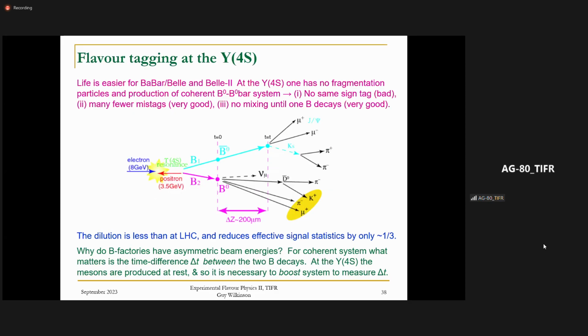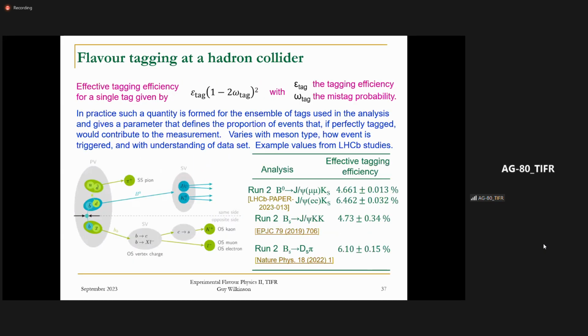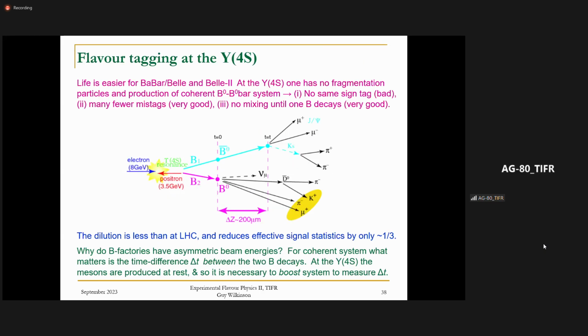Now, this is at the Upsilon 4S. I want to leave this as an exercise for the student, but I'll be happy to discuss it. What I'm saying is that at the Upsilon 4S, the e+e- machine, there are no extra tracks, you just have the B and the B bar, and they are produced from a decay of the Upsilon 4S, so they're quantum entangled. This tagging works much better. Rather than getting an effective tagging efficiency of 3%, you can get it up to 30%.